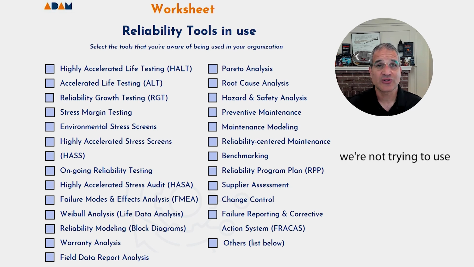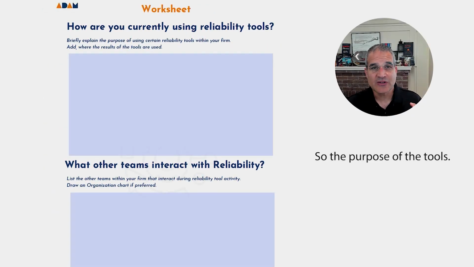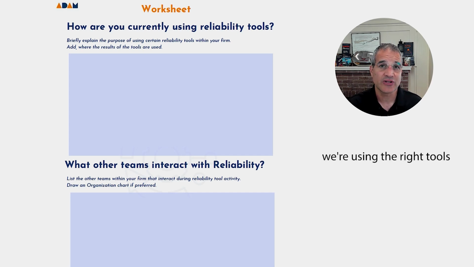Now remember, we're not trying to use all the tools. There's no good mechanic who approaches his job saying, I'm going to use all the tools in my toolbox. It's about knowing how to select the right tools at the right time. And that's what we're aiming to do. So the purpose of the tools: are we understanding and getting the results we want from the tools? This is where we know that we're using the right tools at the right time. Can you actually capture what results have occurred because of them and then show that value and use that to further help people understand why they should use them?